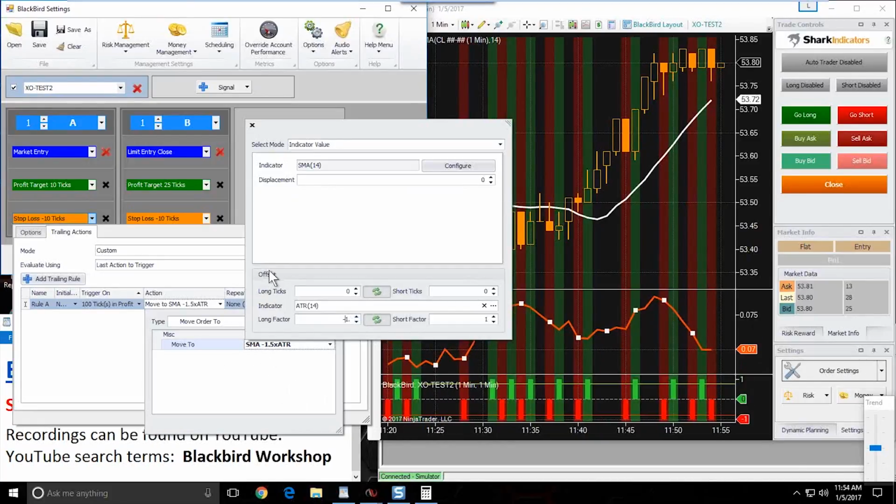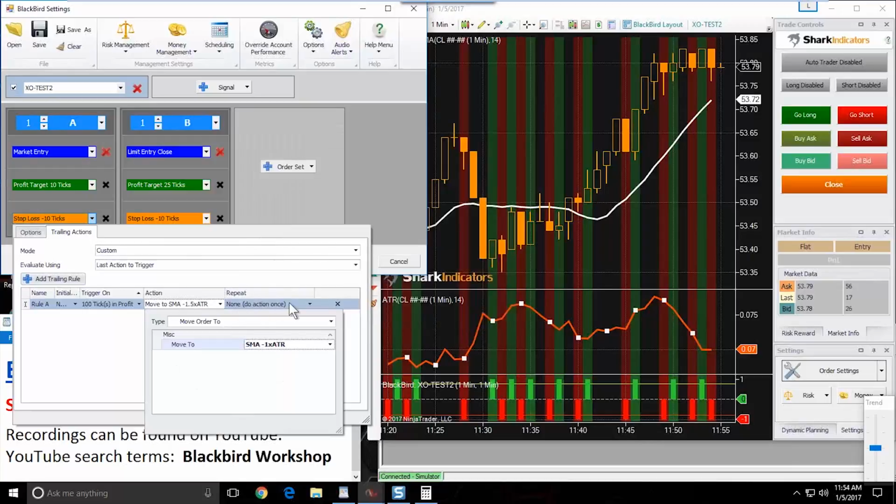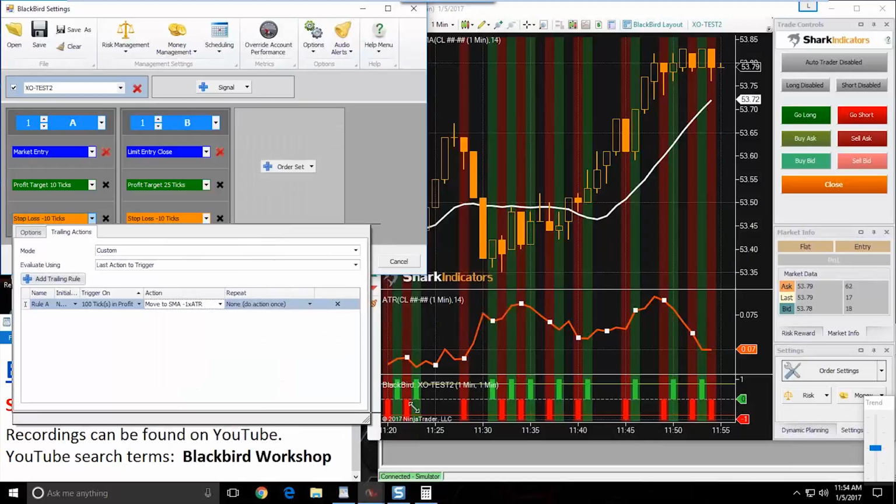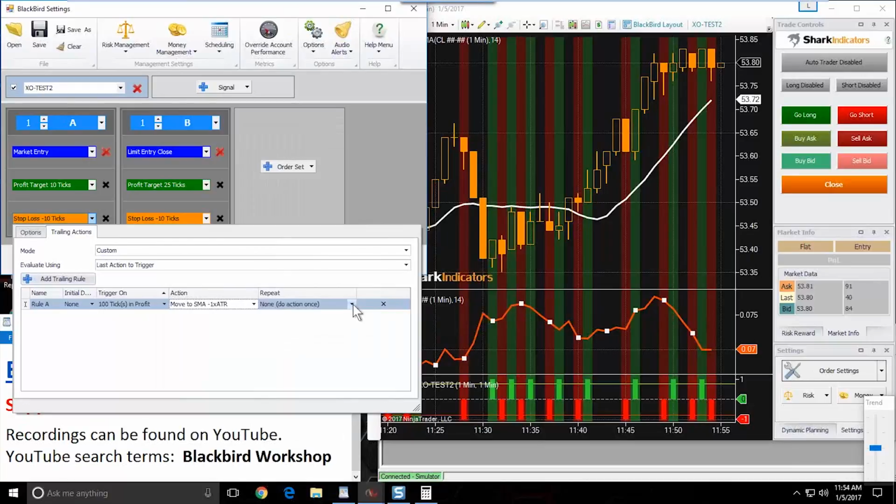All right. So I think that covers the offset. I don't see any questions on this. So, all right, let's step over to the last section here, the repeat section.